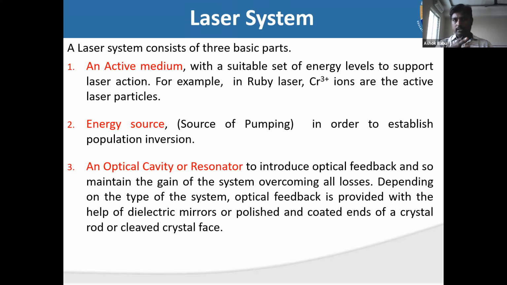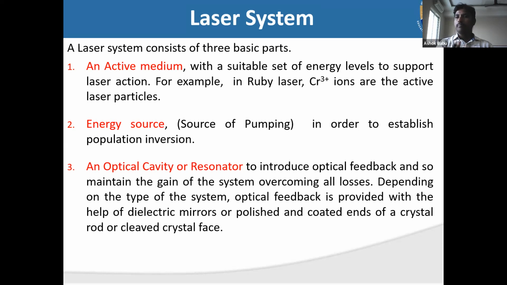These are the three main parts available in the lasing system. One is the active medium, the second is the energy source, and the third is the optical resonator. In the active medium, the total lasing action takes place, and the active particles are also present there. We will discuss that at the time of each type of laser. Up to now, all of you remember the basic three parts of the laser system.